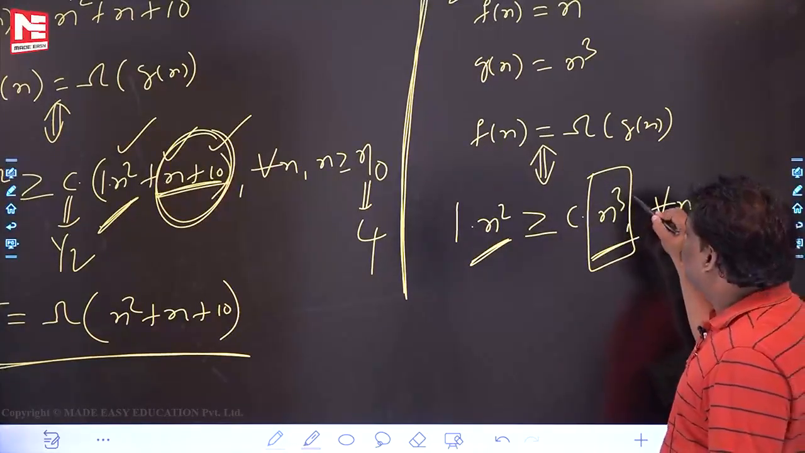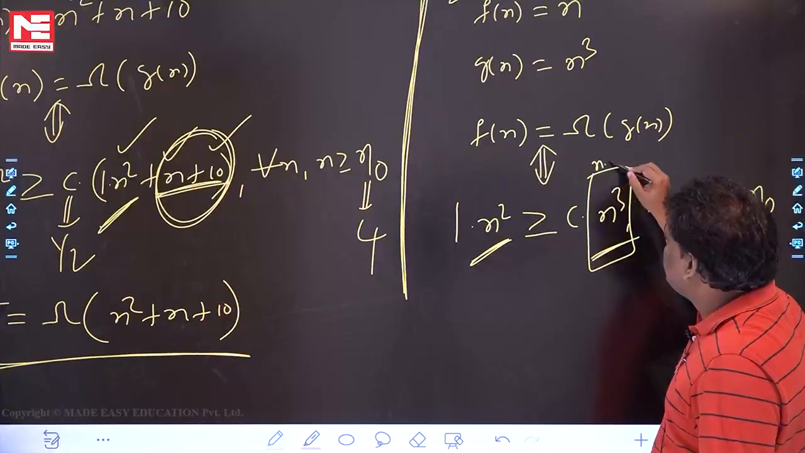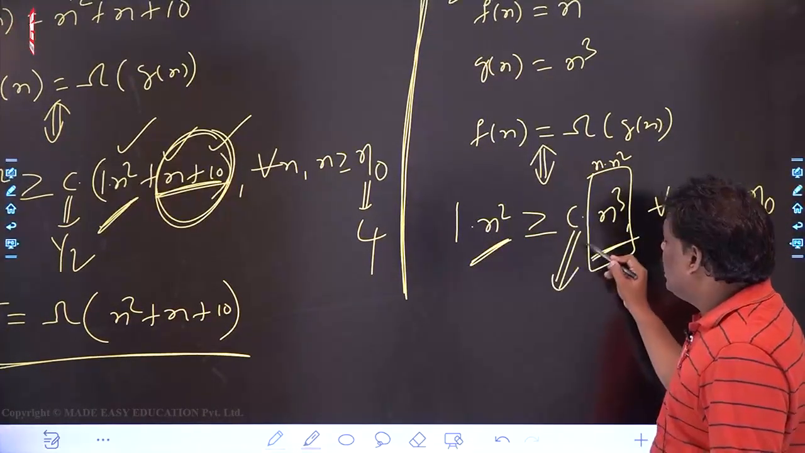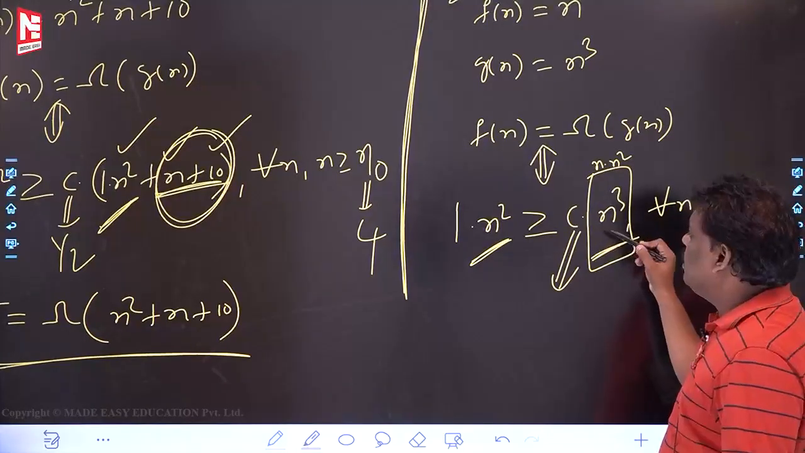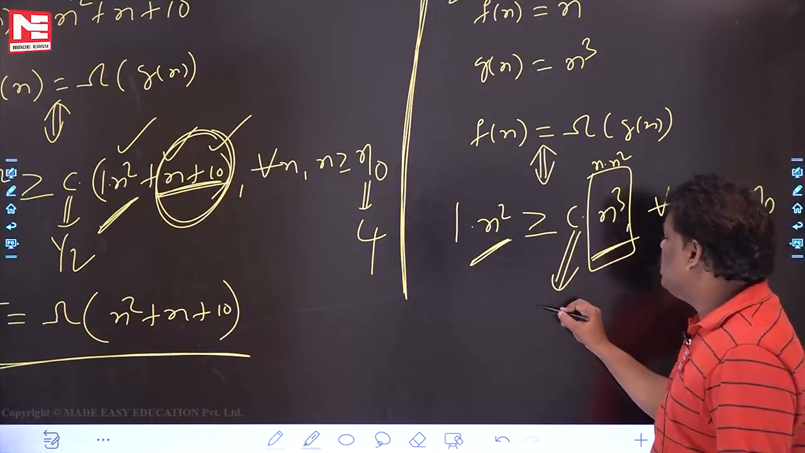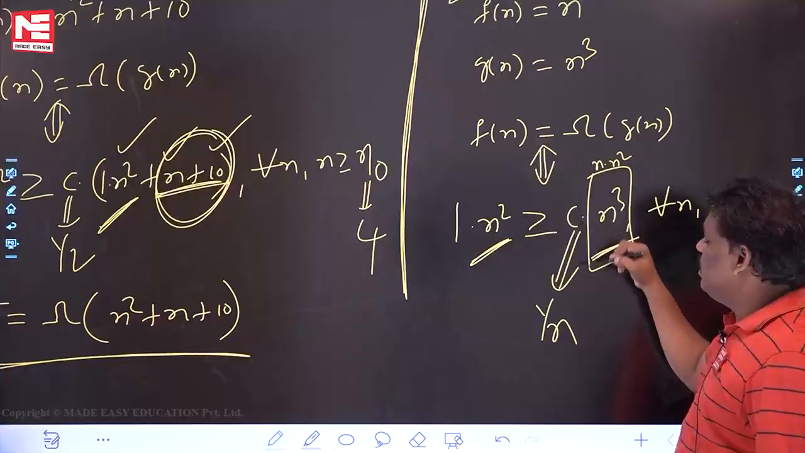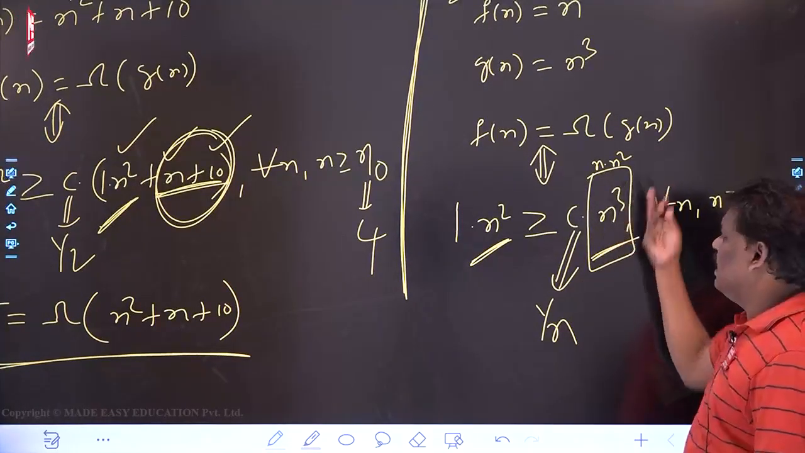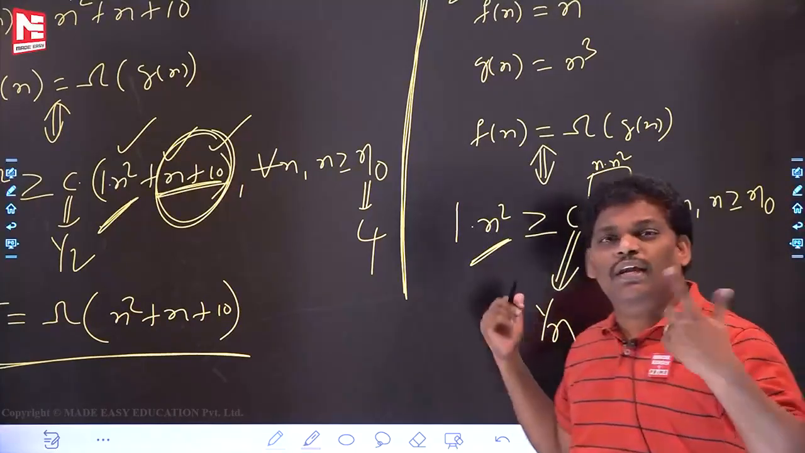Let me check. On the right side, you see n into n square there. The left side is only 1 into n square. I am asking, can I use a C so that the left will be bigger? If I want to take the C, 1 by n I have to take. So C value is 1 by n. 1 by n into n square, n cancels, then n square. So left n square, right n square.